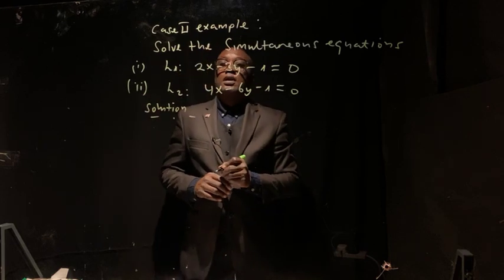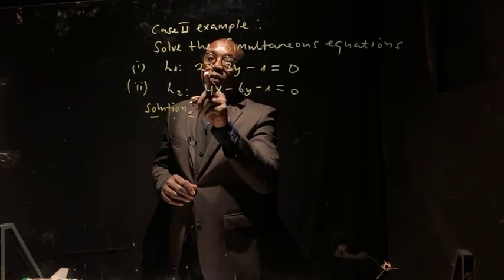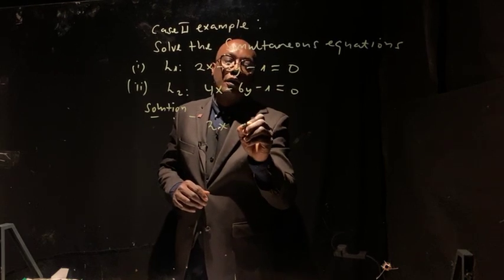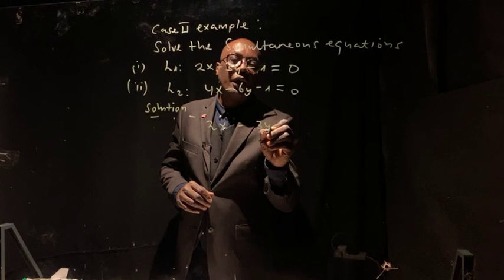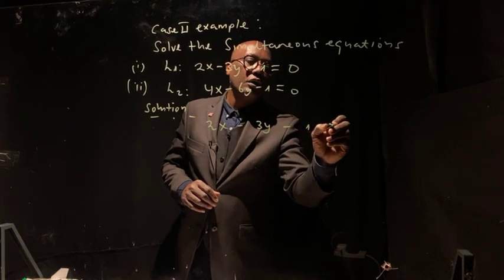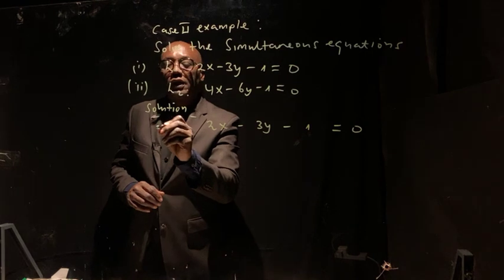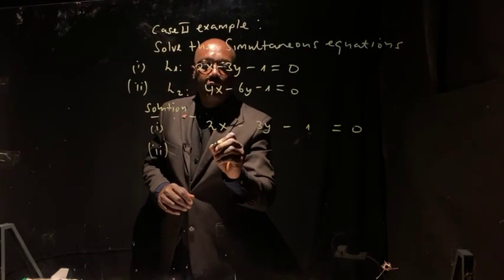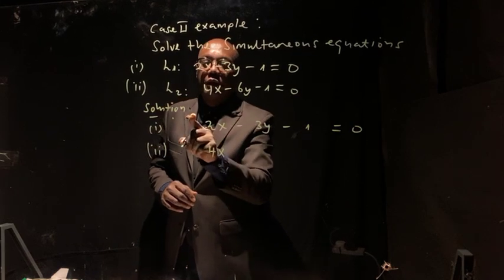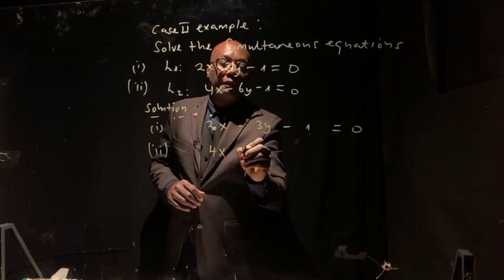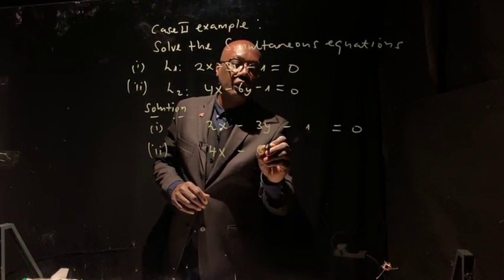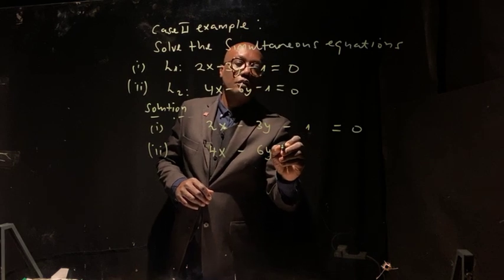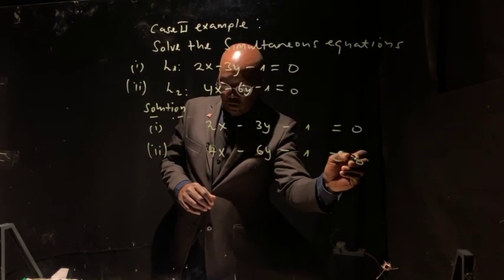Very good. And then picking up from equation 1, we have 2x minus 3y minus 1 equals 0. That's the first equation. And the second equation being 4x minus 6y minus 1 equals 0.